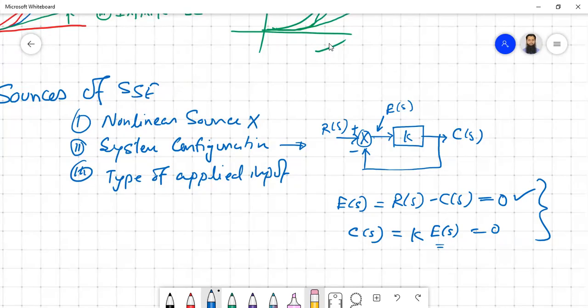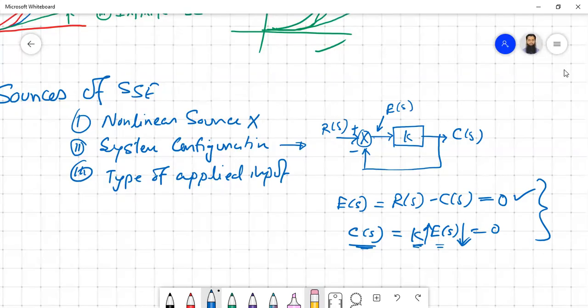But you can actually change the value of the error. Since you need a specific output value, if the value of K is very, very high, then the error can be very, very low. So with a high value of your gain, the error will be minimum, but it cannot be eliminated. Because of this system configuration, it will always be there.